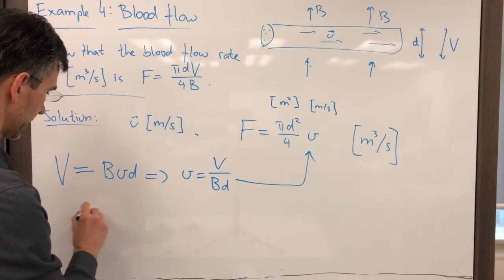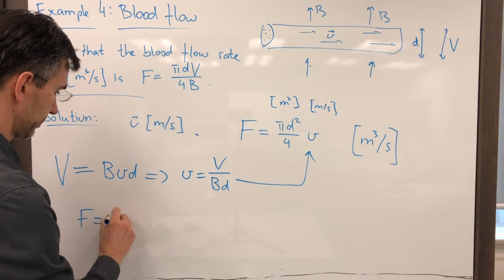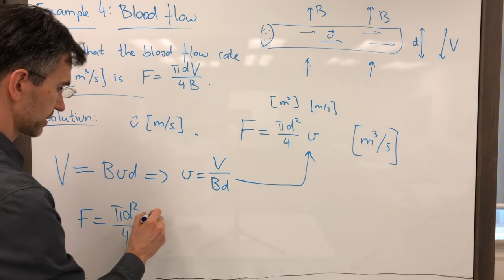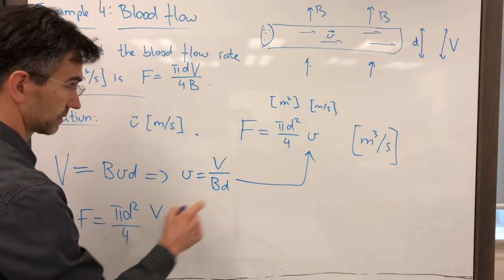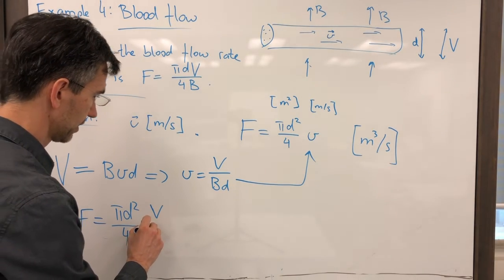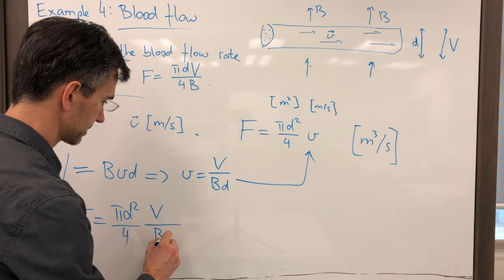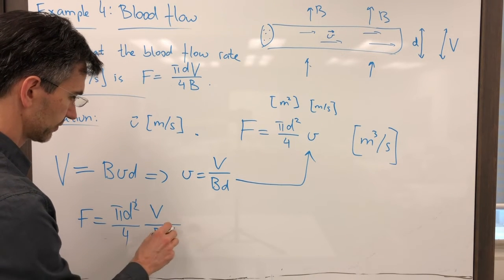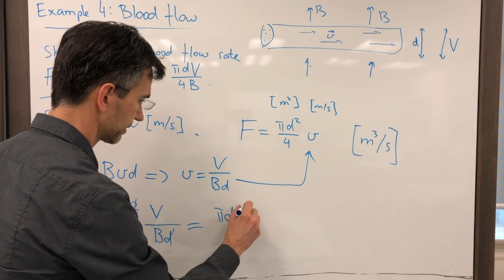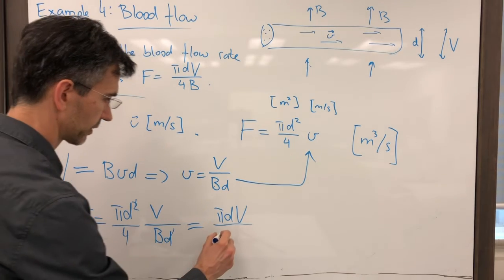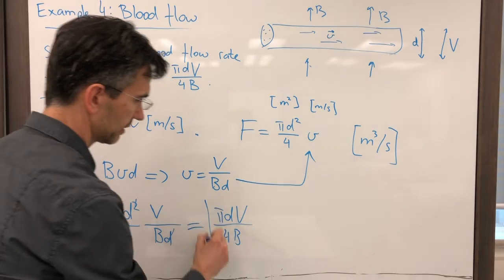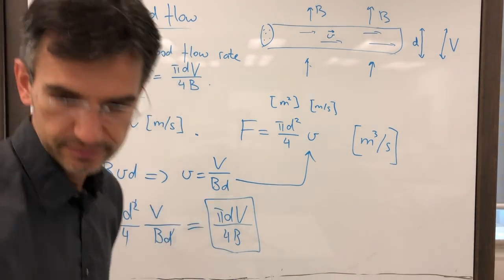All right, so now let's put this in here. Then we get that the flow rate is going to be pi d squared over 4 times the velocity, small v, which is now the capital V, the EMF, over B times d. So we see a factor of d cancels here, and what we're left with is pi d, the motional EMF, capital V, over 4B, which is exactly the expression that we had to derive. And that's it.